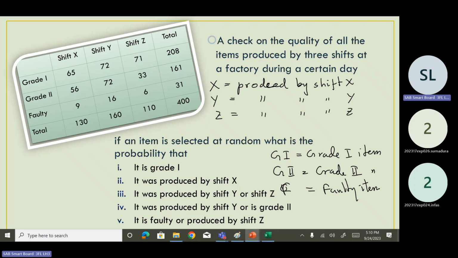So the third one is that. The fourth one: it was produced by shift Y.